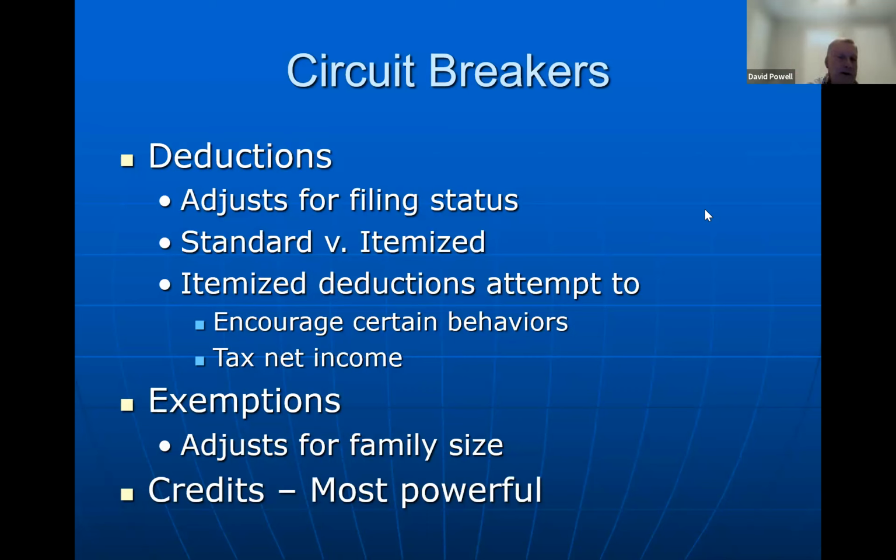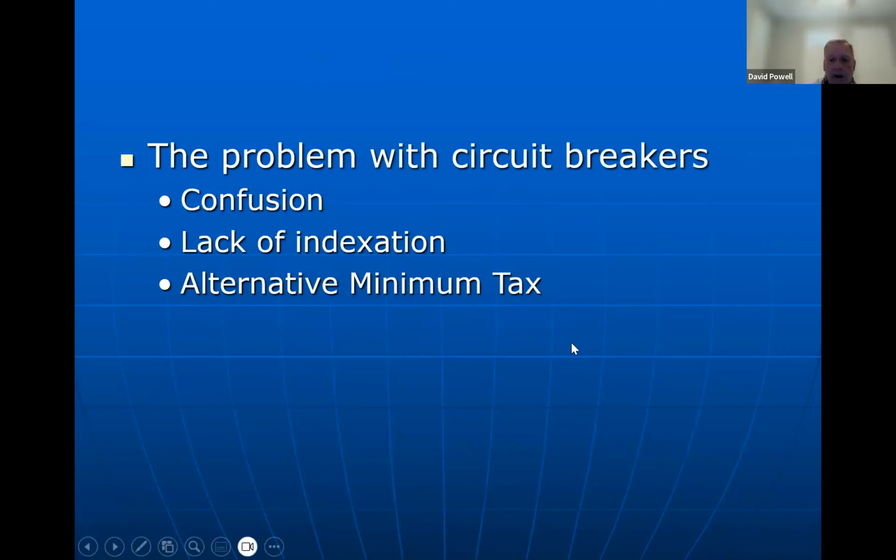To know if something is a deduction versus a credit, you have to know when it is applied. If it's subtracted off your adjusted gross income, it's a deduction. If it comes directly off of your tax liability, then it is a true tax credit. But those are all circuit breakers to try and reduce the burden of taxation that taxpayers pay as a result of the income tax. So those circuit breakers are very helpful. And again, they make the income tax much more palatable, if you will, to taxpayers.